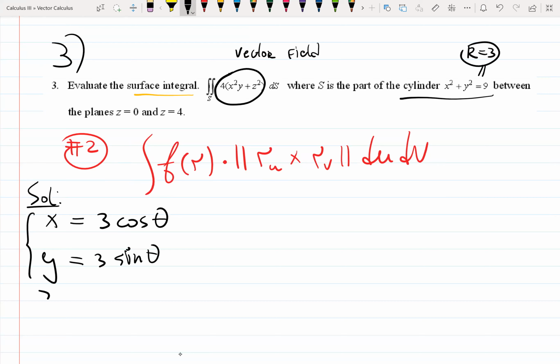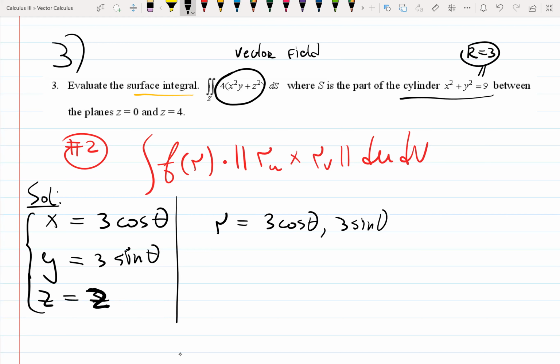But the third coordinate shows up. That makes a circle going up and down forever. That is just z. So z just goes up and down. So z stays as z. And that's why it depends on two variables. Theta is a circulation going in circles, and then z is the height going up and down. So r is 3 cosine theta, 3 sine theta, and z. That is cylindrical, if you want to know, cylindrical coordinates.